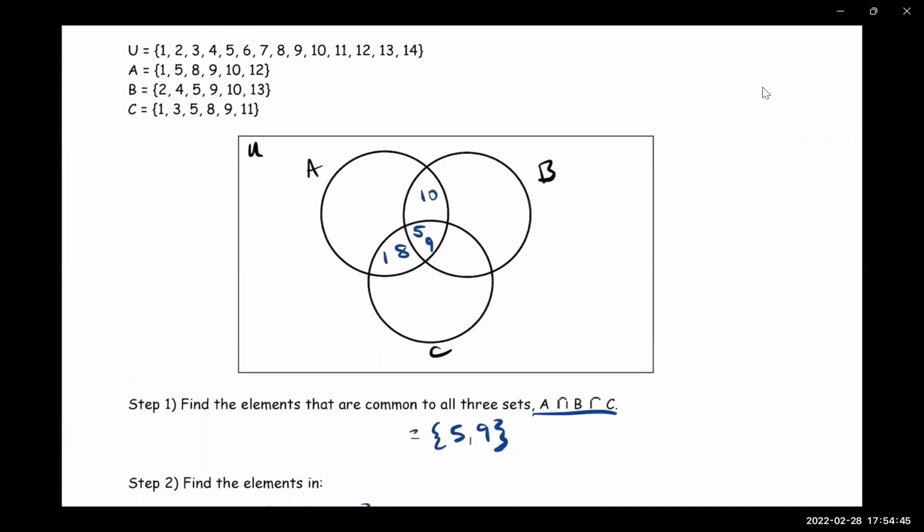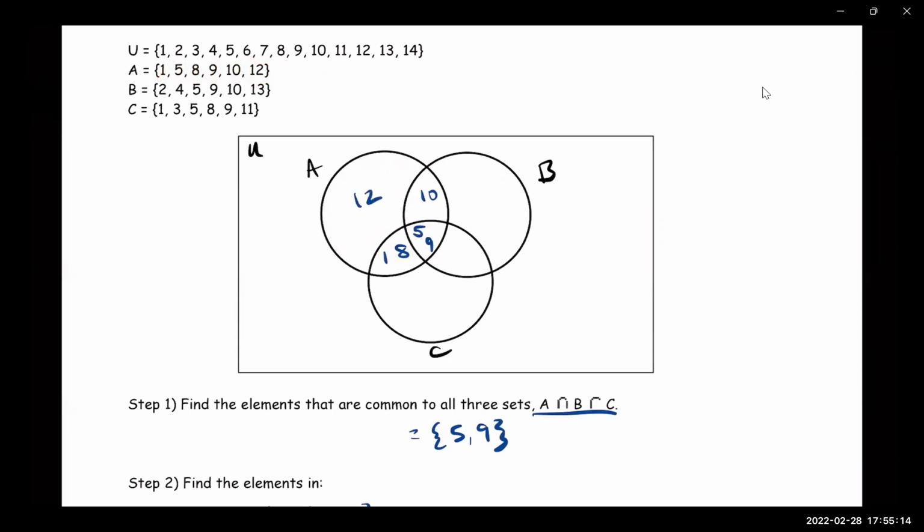All right, now we can focus on A, this region. What's in A that we haven't included yet? We already got the 1, the 5, the 9 and the 10, right? Oh, we got the 8 too. So it looks like just 12 is missing, right? So the 12 goes there. So you're working from the inside out.